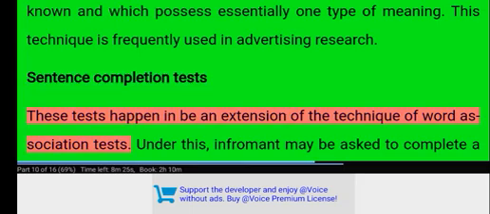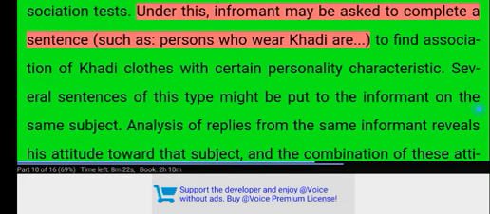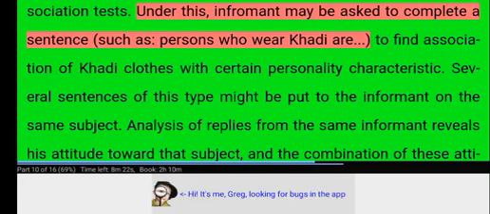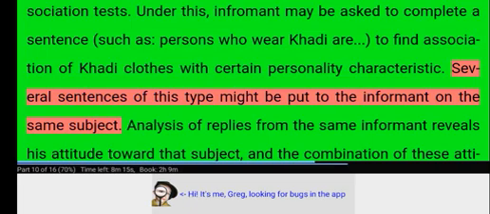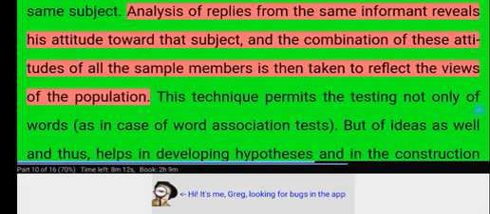Sentence completion tests. These tests happen to be an extension of the technique of word association tests. Under this, the informant may be asked to complete a sentence, such as, persons who wear khadi are, to find association of khadi clothes with certain personality characteristics. Several sentences of this type might be put to the informant on the same subject. Analysis of replies from the same informant reveals his attitude toward that subject, and the combination of these attitudes of all the sample members is then taken to reflect the views of the population.